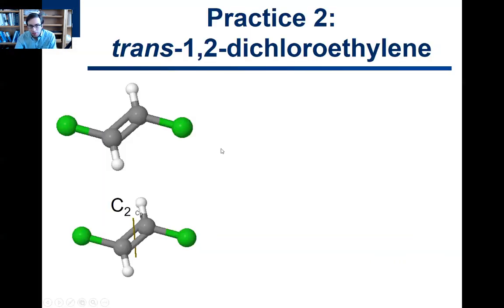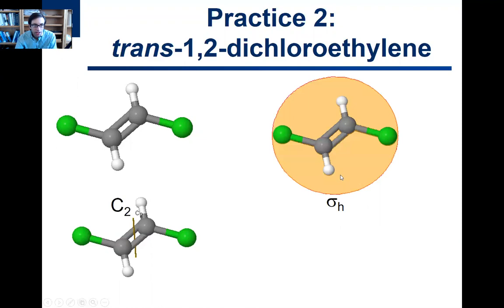Here's one that people miss a lot: if you have a planar molecule, there always is a mirror plane. There's always at least one mirror plane, and that's in the plane of the molecule. If you have a piece of paper, in that piece of paper there is a mirror plane. It's a two-dimensional molecule, but in three-dimensional space, it has a mirror plane in that plane. And so this is going to be a sigma h. Why is this sigma h? It's horizontal to the C2, right? The C2 is like this, and your mirror plane is like that.